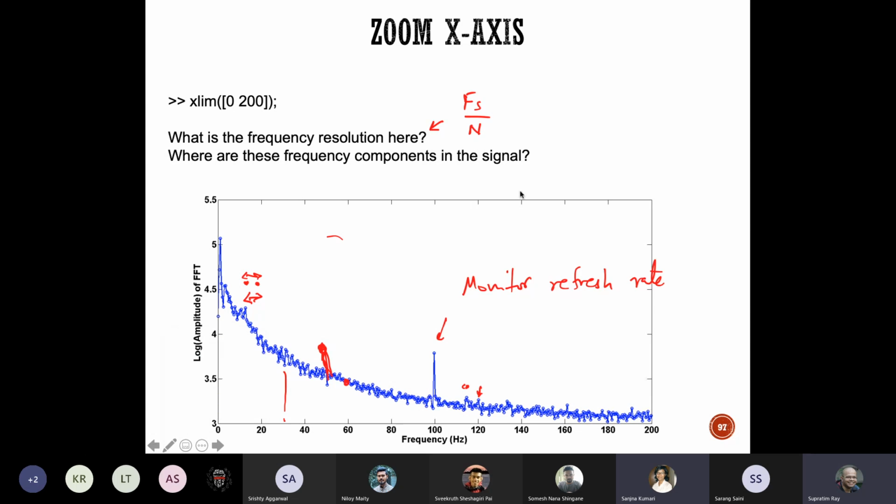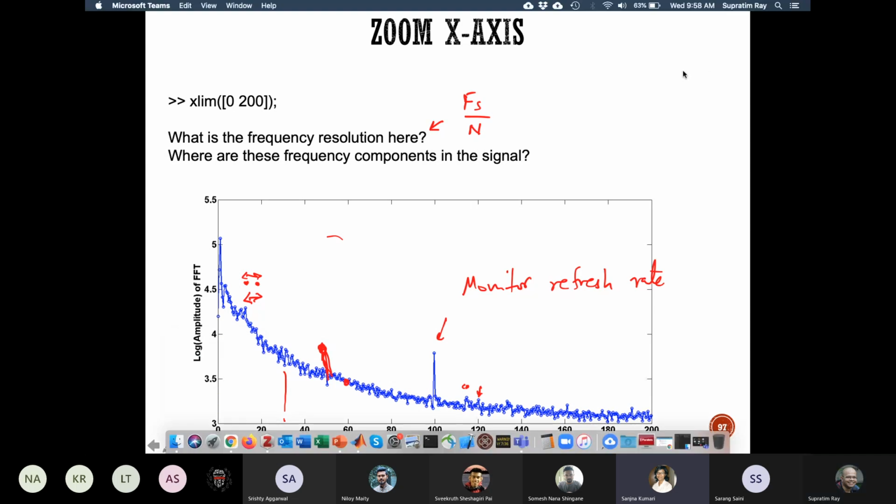Can you repeat the question once? Well, the question is right here. What is the frequency resolution here? If I look at consecutive values, well, the first value is at 0, right? The first frequency of the FFT is at 0. The question is, what is the frequency of the next point? That is what I mean by frequency resolution.